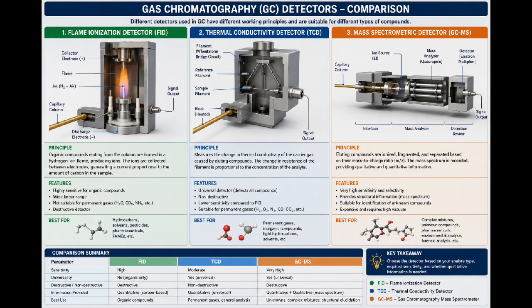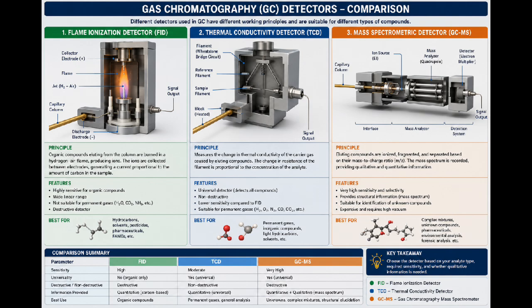Types of GC detectors. Several detectors are used in gas chromatography. FID, flame ionization detector, is commonly used for organic compounds. Thermal conductivity detector, or TCD, is a universal detector. GC-MS combines gas chromatography with mass spectrometry for highly specific identification.